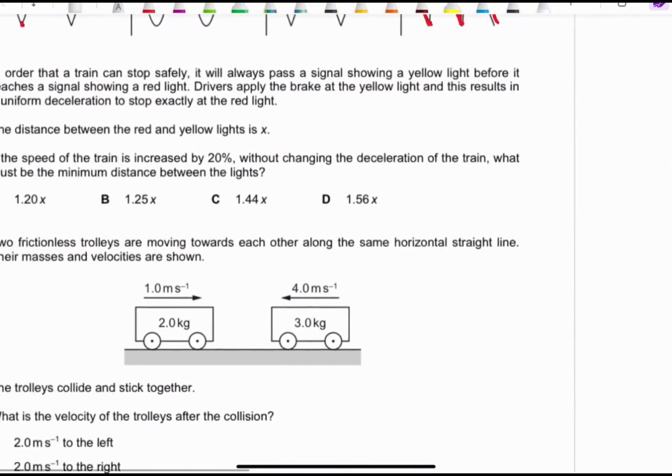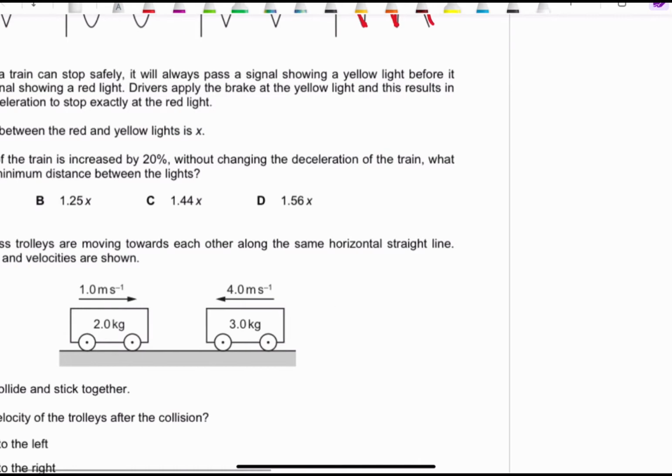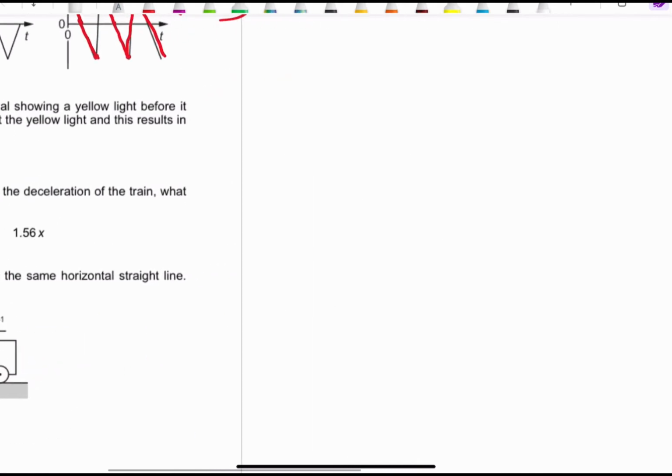Very important. Question number 10. In order that a train can stop safely, it will always pass a signal that shows a yellow light before it reaches a signal that shows a red light. Drivers apply a brake at the yellow light, and this results in a uniform deceleration to stop exactly at the red light. So guys, again, draw diagrams and illustrate this so that you can understand what's going on.